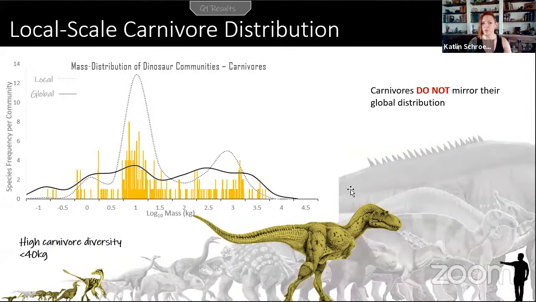The carnivores are a different kind of situation though. So when we look at the carnivores, we see where that bimodality comes from in that overall community set, right? Unlike the herbivores, carnivores actually have their highest diversity in small body sizes. So they're the exact opposite of the global distribution. They are fairly diverse below 60 kilograms. So carnivores in general just don't mirror their global distribution, again indicating that there's an ecological driver in their body mass distribution. So interestingly, the bias against small dinosaurs in the fossil record doesn't really appear to be affecting the carnivores at the local level.